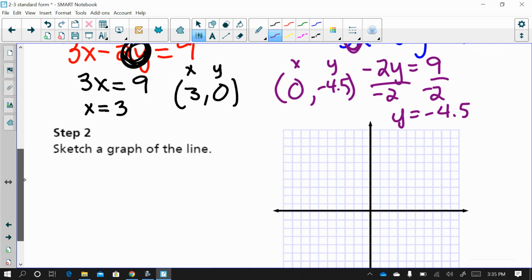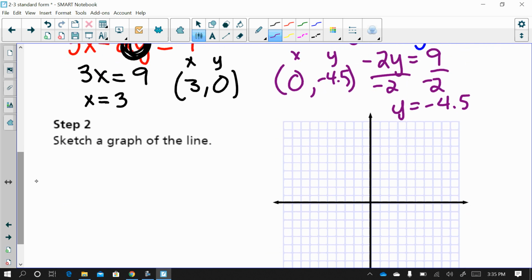So now, let's plot these points, and then we're just going to graph. So this point right here, (3, 0). 1, 2, 3. It's right here. And this point, (0, negative 4.5). 1, 2, 3, 4.5. Last step, we're just going to connect the dots. And there is my graph. That's all you have to do.